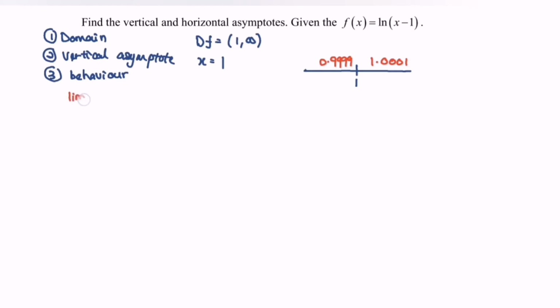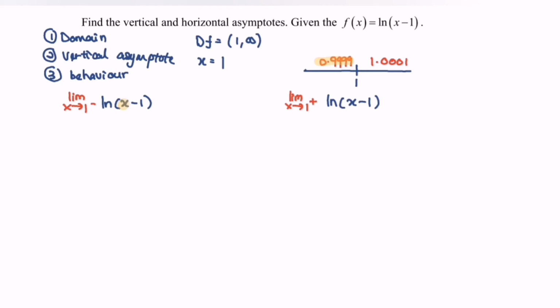Limit when x approaching 1 from the left. Limit when x approaching 1 from the right. Kindly substitute the function. So we have ln(x - 1) for the left, ln(x - 1) for the right. So now we are going to substitute the value 0.9999 into this part.